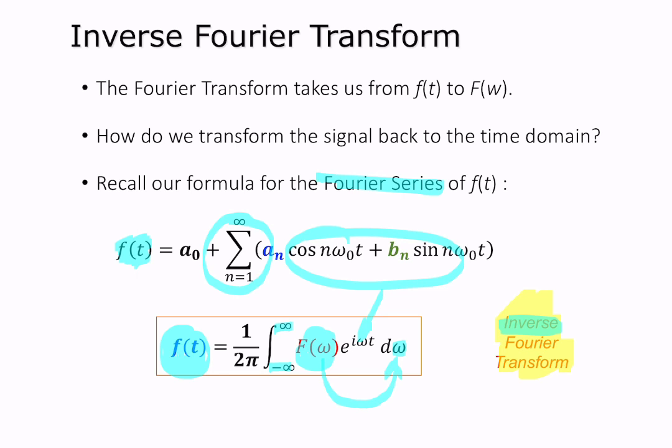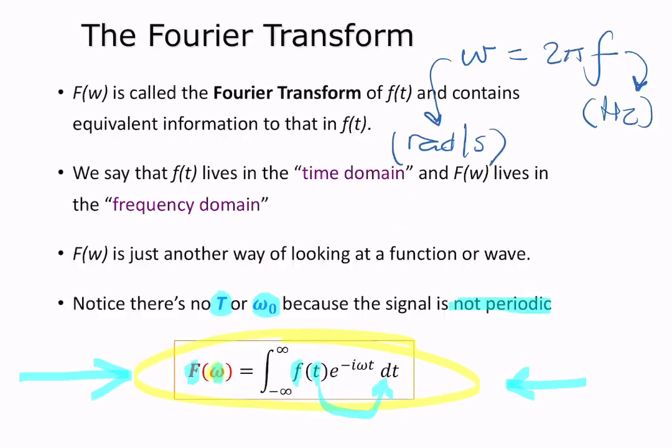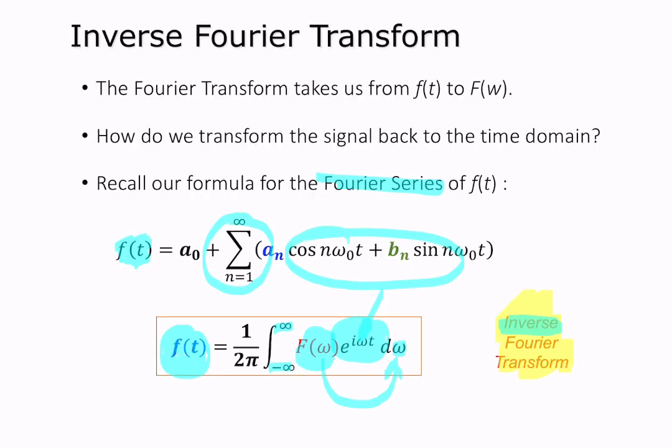Now notice another difference between the Fourier transform and the inverse Fourier transform: here there's no negative sign in the power, whereas here there was a negative sign. So watch out for that. Okay, so we have a Fourier transform and the inverse Fourier transform.